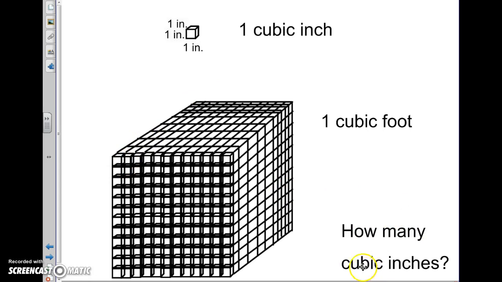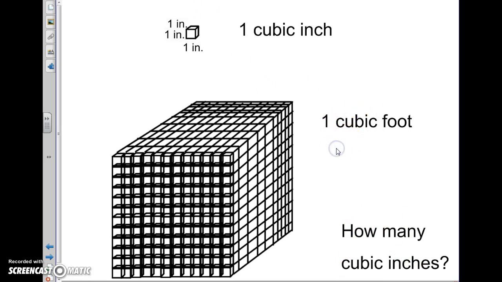So how many cubic inches is that? That looks like an awful lot. You can figure it out. How would you figure that out? If we wanted to find out how many of these little cubic inches are in here, we would have to multiply them, right? So we'd multiply this 12 long by the 12 tall by 12 wide, and that would give us a total of how many cubic inches?